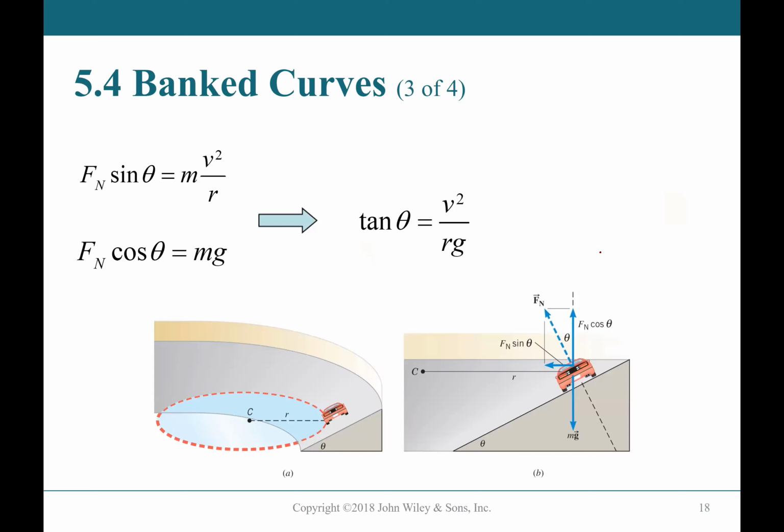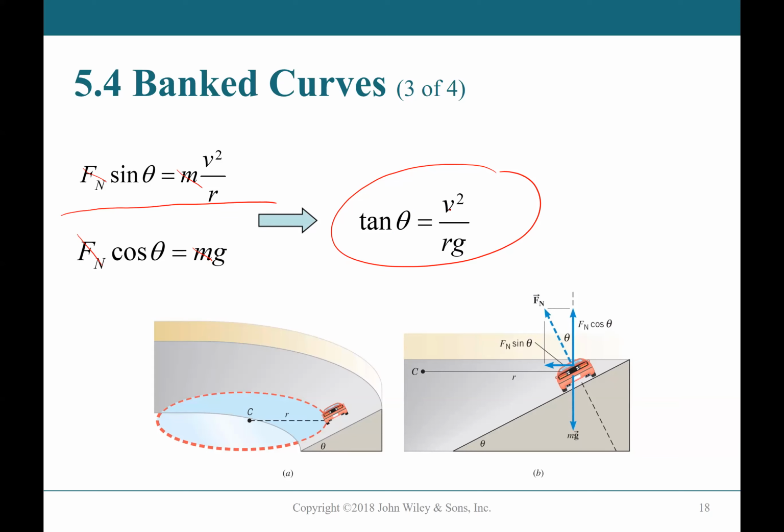So what he's done now is given us an equation by dividing this. See, this is just dividing. So F sub n and F sub n cancel out. This m and this m cancel out. V squared over RG remains. And of course, you know that sine theta divided by cosine theta is tangent theta. And therefore, we have an equation that we can use to find the angle of a banked curve.